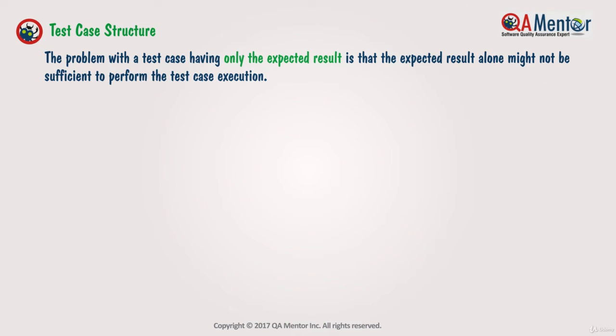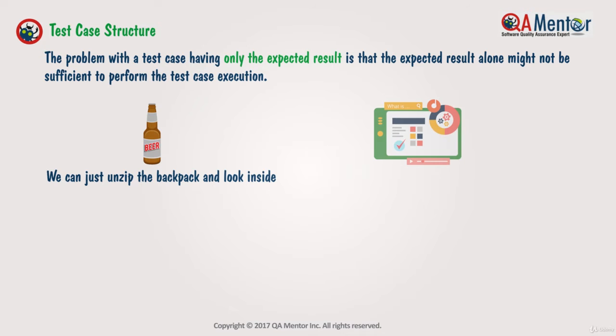Test case structure. The problem with a test case having only the expected result is that the expected result alone might not be sufficient to perform the test case execution. In the case of a bottle of beer, we can unzip the backpack and look inside. In the case of software, as a rule, we need an instruction on how to reach an actual result.